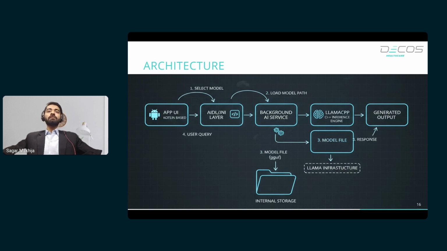Here's how the workflow works. The user selects an AI model from internal storage through the UI. This selection is passed down to the Llama CPP engine via the JNI layer, and then when the user sends a query prompt, Llama processes it locally using the loaded model and generates the responses in real time. This design combines the flexibility of Android UI with the performance of native C++ interfaces, enabling on-device AI without needing a cloud connection, while keeping all the data secure and local.